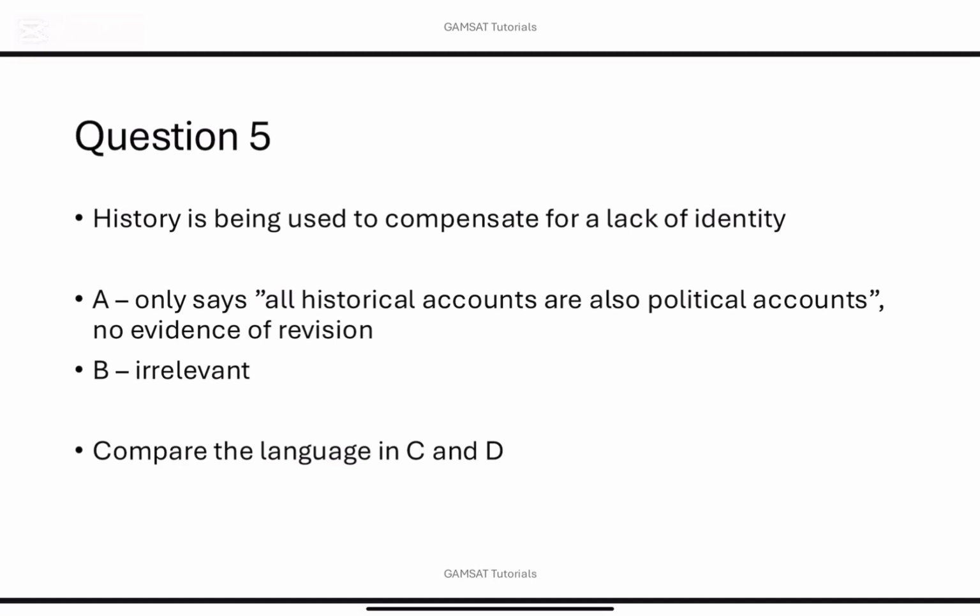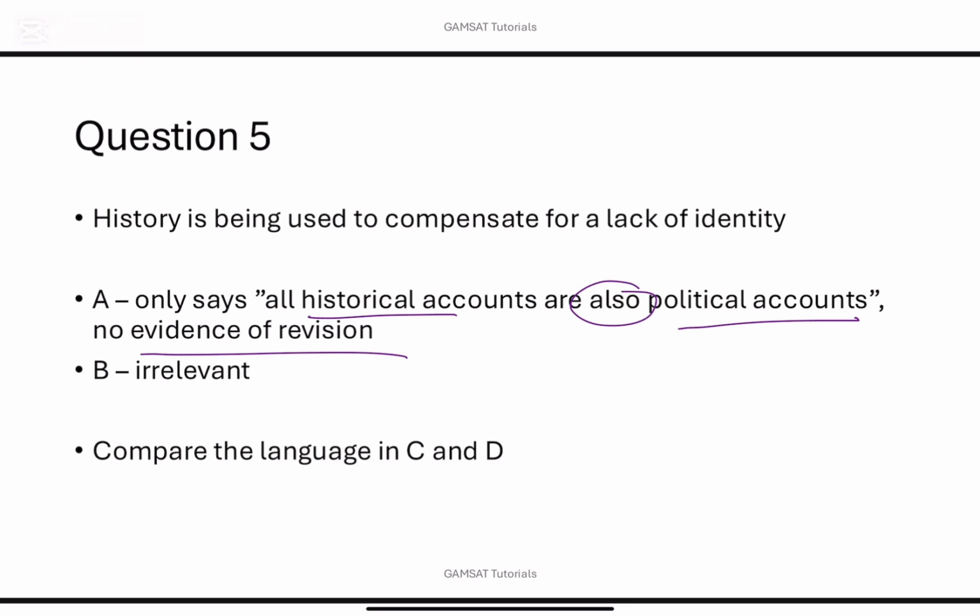No, because it only says all historical accounts are also political accounts. So it's just saying historical accounts are also political accounts, but it's not going that next step and then saying you need to revise it. So it's kind of doing the first bit by linking historical and political accounts together, but it's not then saying, so therefore we need to rewrite history based on what's happening in political changes.